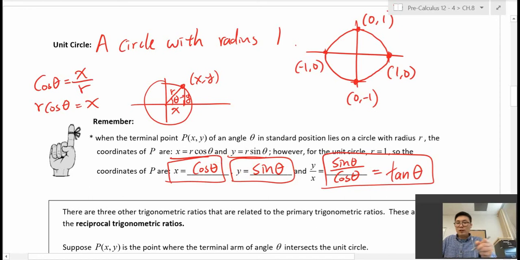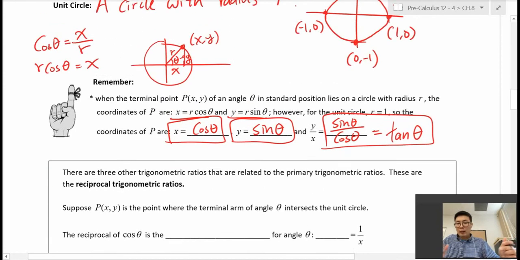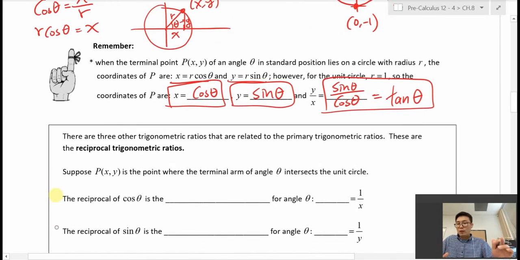So the key takeaway is that whenever you think about cosine, you think about x values. When you talk about sine, you think about y values. That's the key takeaway here. Now that's what we did last year in pre-calc 11, just review.